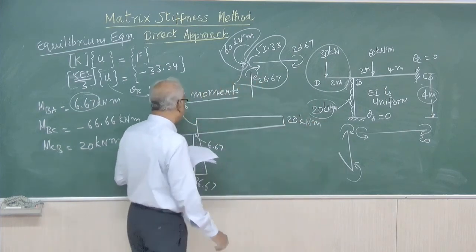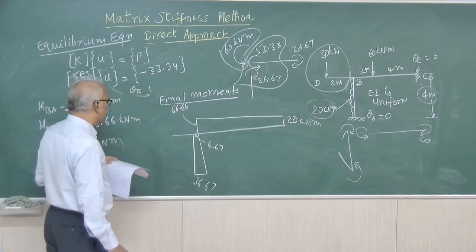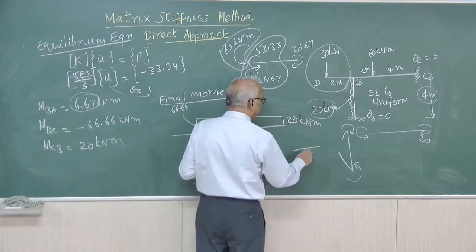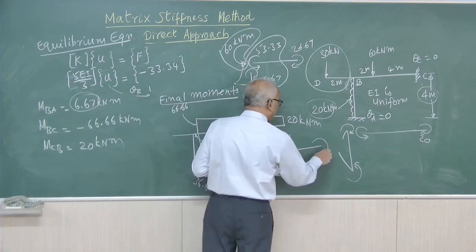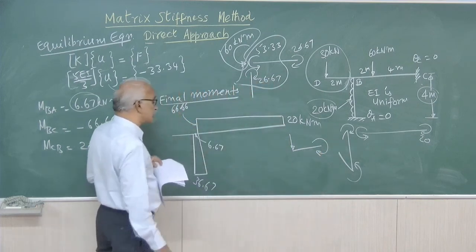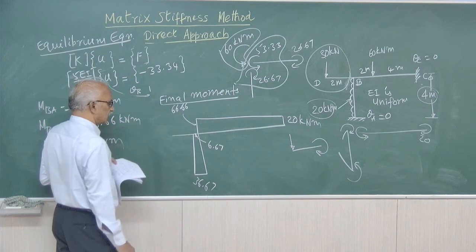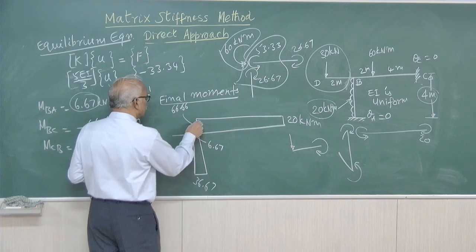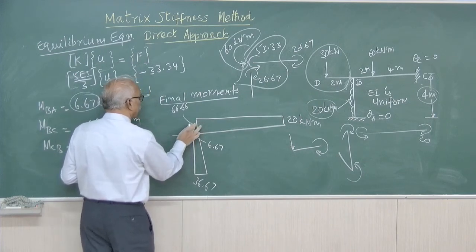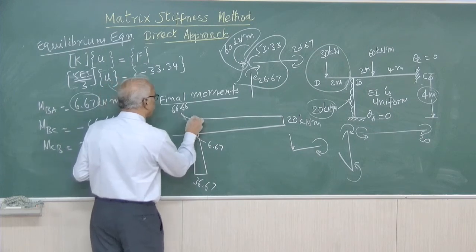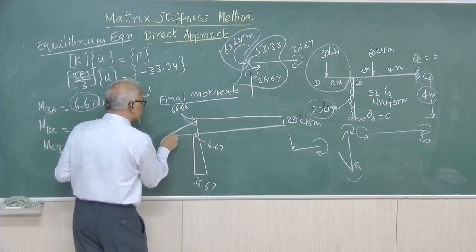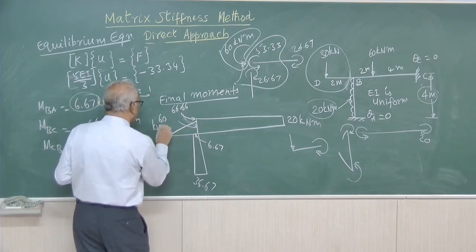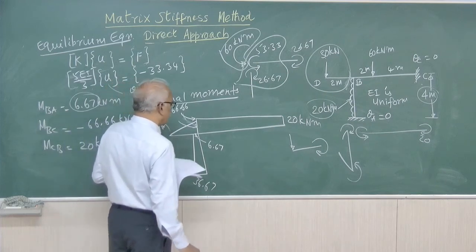Now, coming to the overhanging part, it is 60. This is the overhanging part, and the load is here. In the overhanging part, the moment will be clockwise as far as the cantilevering portion is concerned. So that will cause tension at the top. Therefore, here also the tension is at the top, and this value is 60 kilonewton meter.